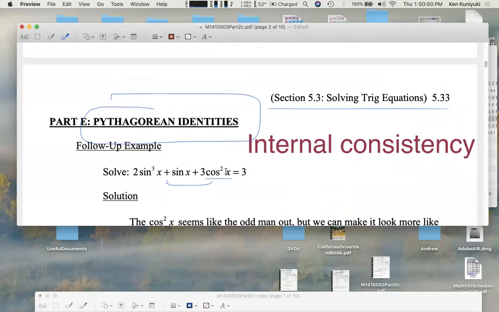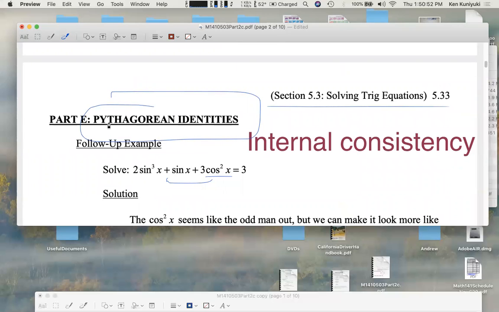The point I wanted to make was that you sometimes apply identities, like the Pythagoreans, in order to get an equation we can solve.